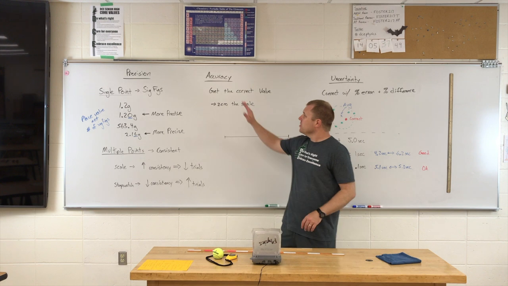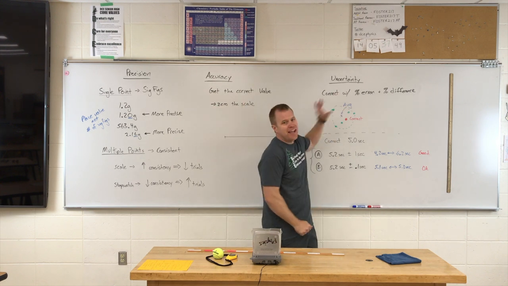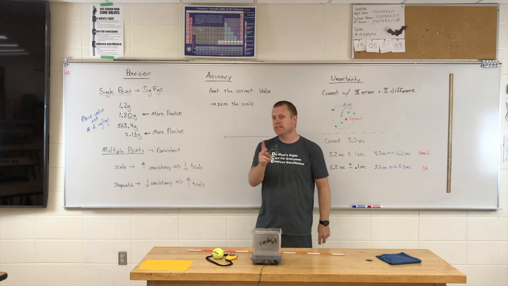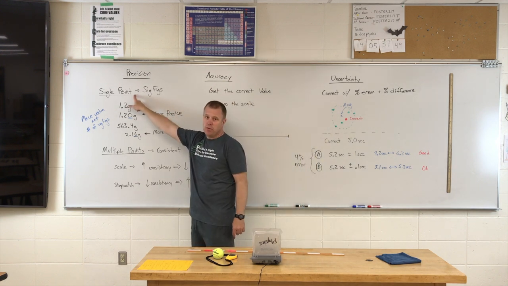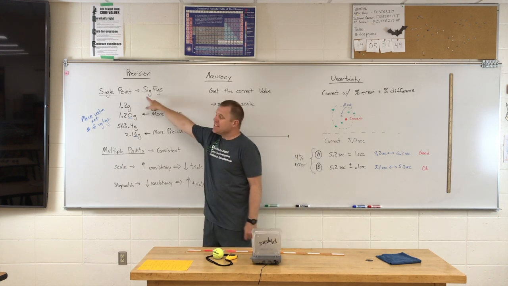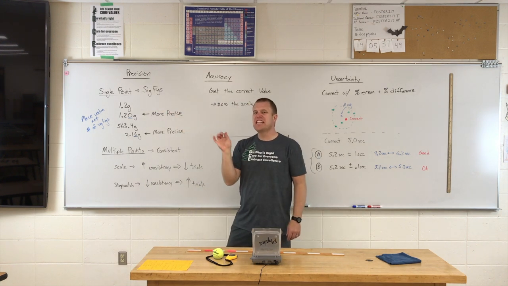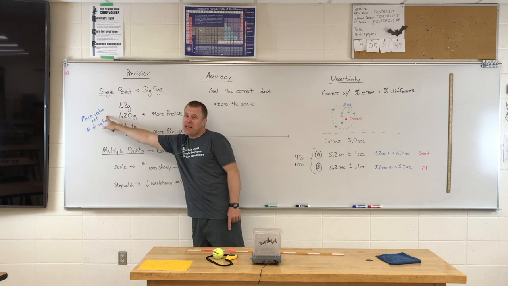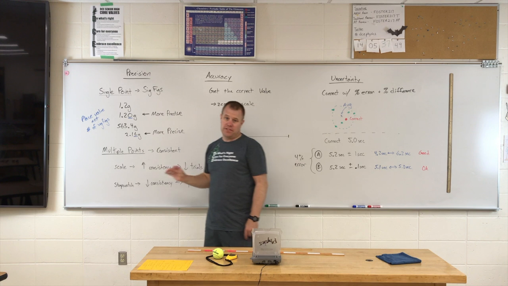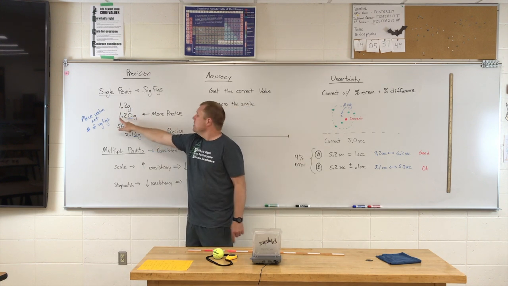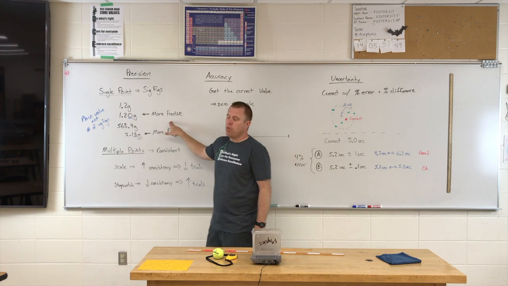All right, so let's take a look at precision, accuracy, and uncertainty and how we're going to use them this year. So precision, we have two ways to think about it. We can think about it as a single point, or we can think about it as multiple points. If it's a single point, we're really looking for how precise the number itself is. So we're looking at the sig figs, and specifically the place value, not the number of sig figs. So for instance, 1.2 and 1.20, this one goes another place value, so it's more precise.